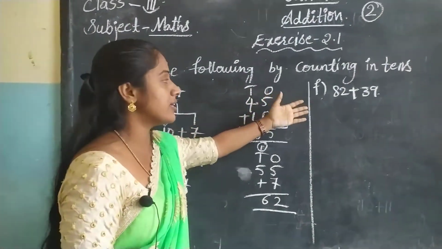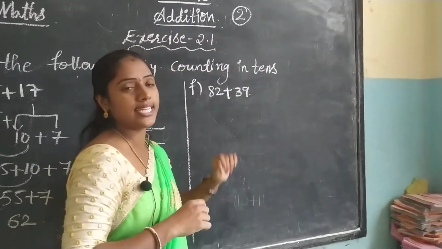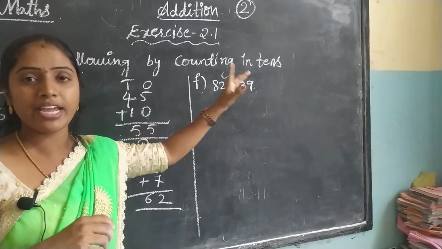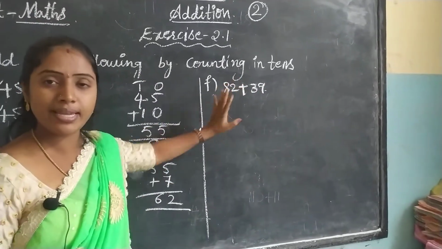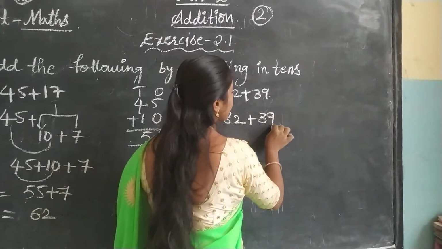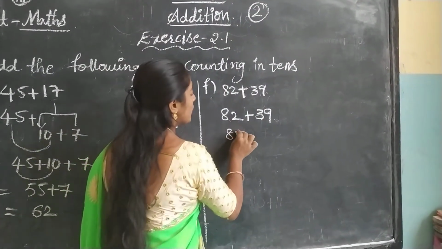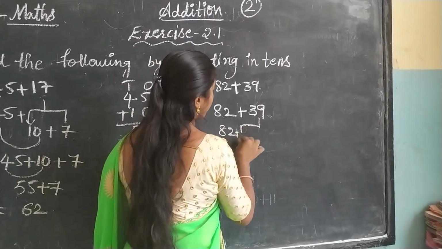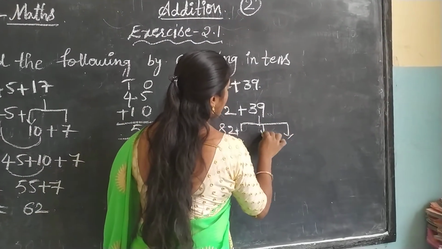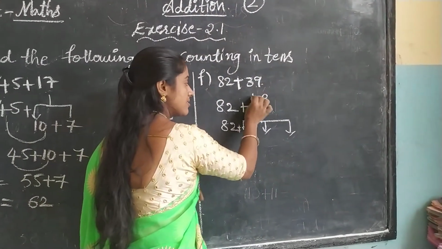Okay. Next one, F1. What is the question? 82 plus 39. In this also you have to break one number. So the first number, as it is, you should write. The next number, in the counting in tens way, you have to break. Okay, 39. So how to break this number? So how many tens are there here? 3 tens are there. This is ones place, this is tens place.